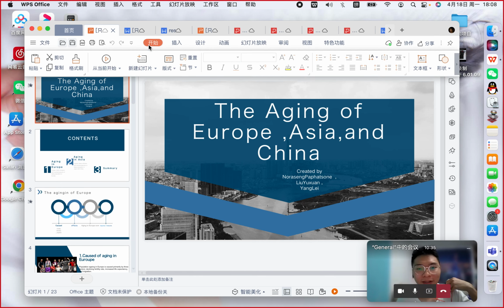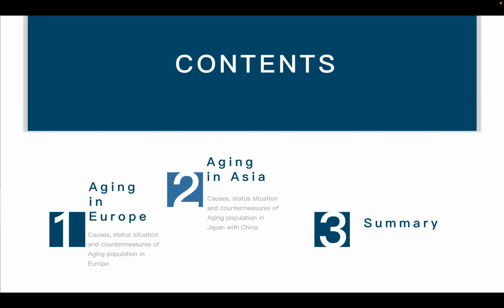Evolution, the aging of Europe, the aging of Asia and China. Because the information in China is more messy than that in Europe, we unanimously decided to use China and Japan as representatives to conduct the survey in Asia. Finally, we will make a small summary.